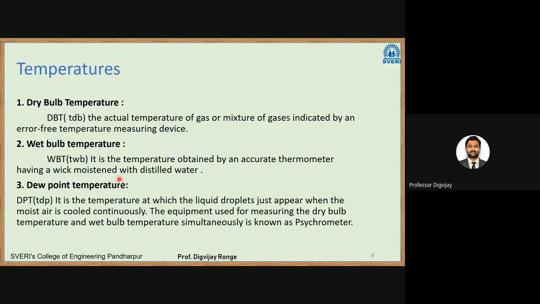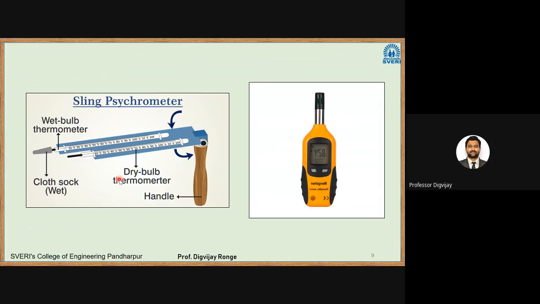Okay, so that is the concept of dew point temperature. Right? So these are the figures I already explained to you. This is a conventional psychrometer. This is a digital psychrometer.